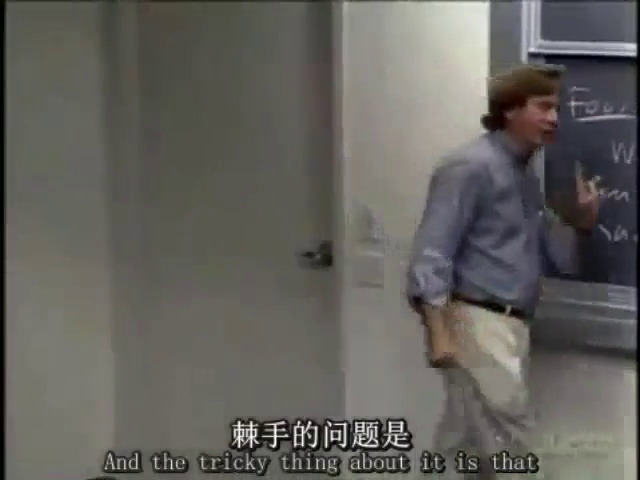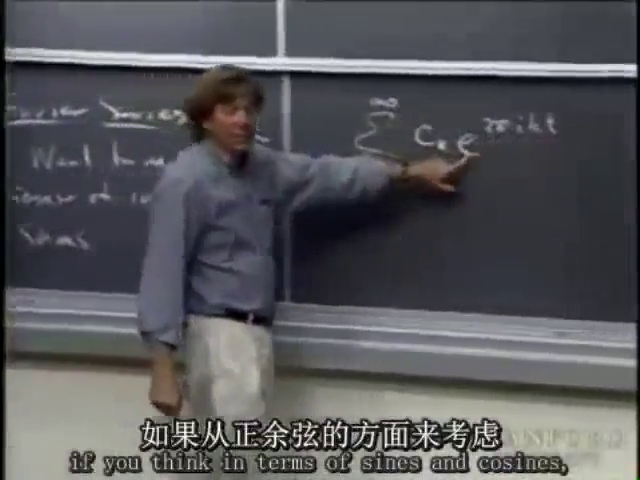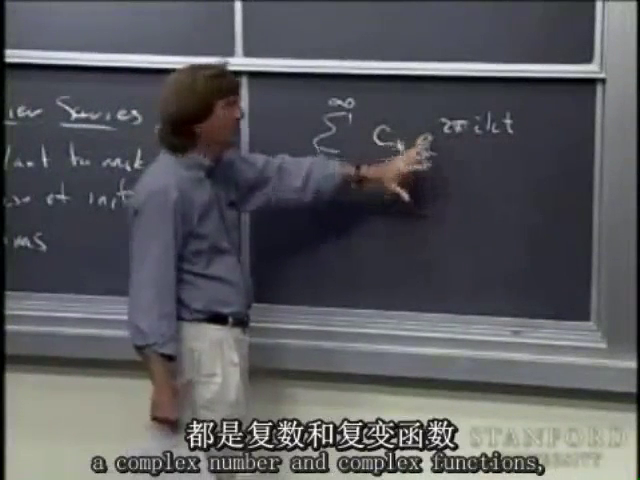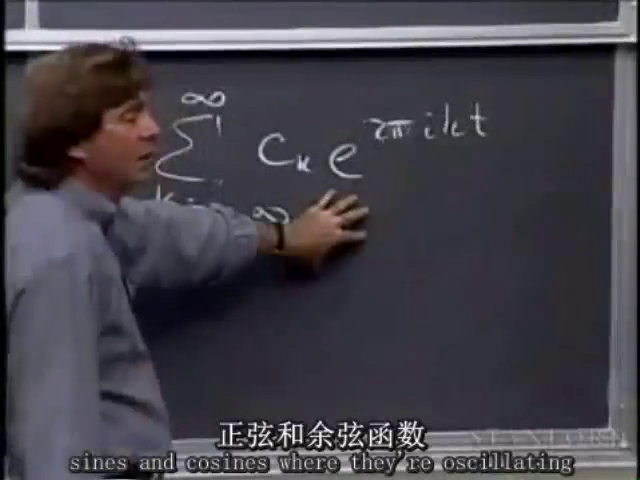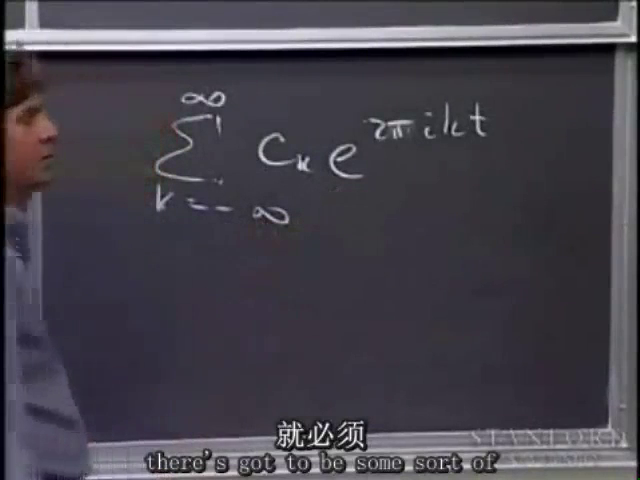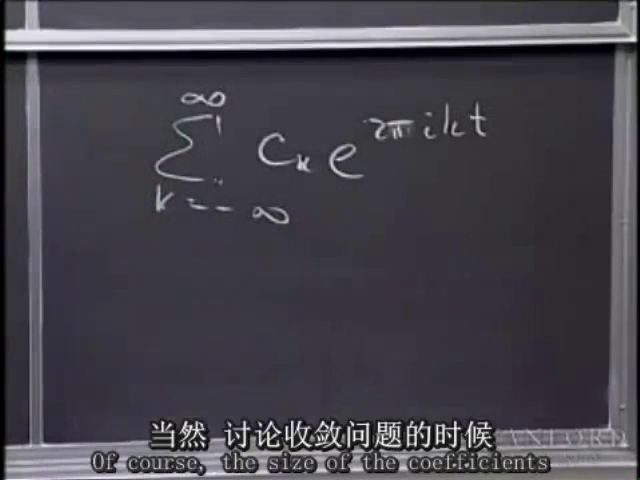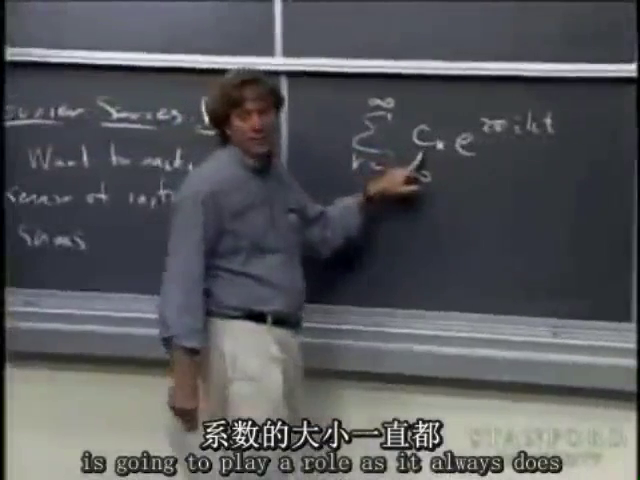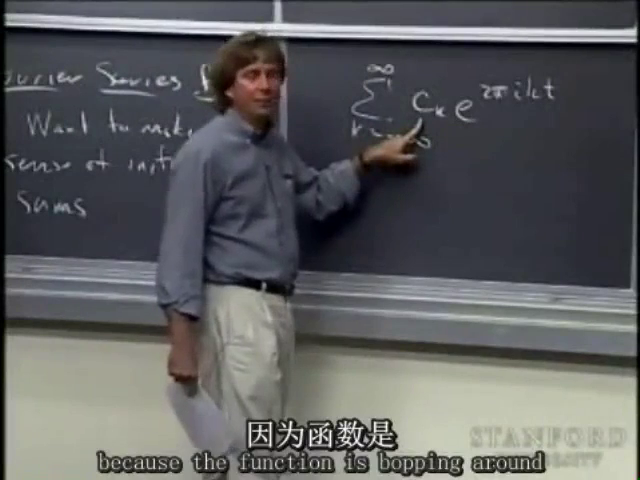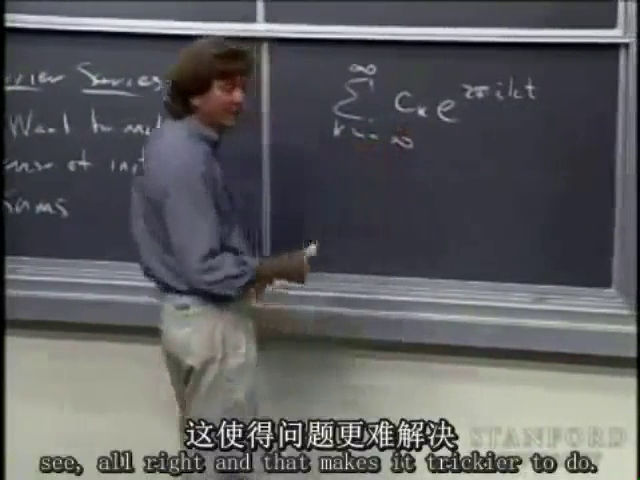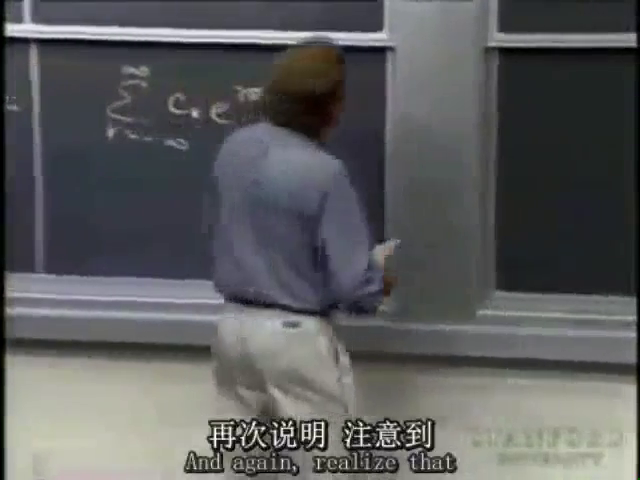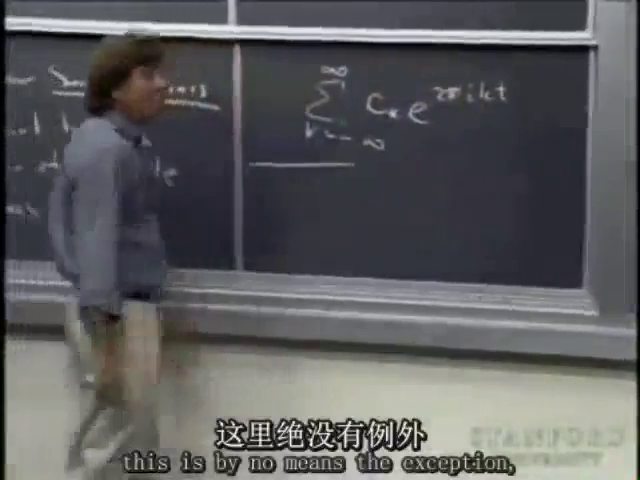And the tricky thing about it is that if you think in terms of sines and cosines, these functions are oscillating. Everything here in sight is a complex number and complex functions, but think in terms of the real functions, sines and cosines, where they're oscillating between positive and negative. So for this thing to converge, there's got to be some sort of conspiracy of cancellations that's making it work. Of course, the size of the coefficients is going to play a role, as it always does when you study issues of convergence. But it's more than that because the function is bopping around from positive to negative, and that makes it trickier to study. And again, realize that this is by no means the exception.